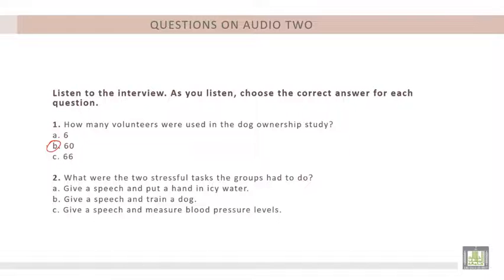2. What were the 2 stressful tasks the groups had to do? A. Give a speech and put a hand in icy water. B. Give a speech and train a dog. C. Give a speech and measure blood pressure levels. The correct answer is A. Give a speech and put a hand in icy water.